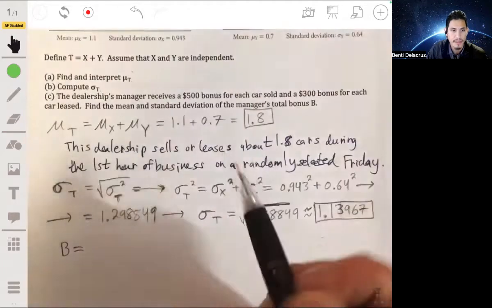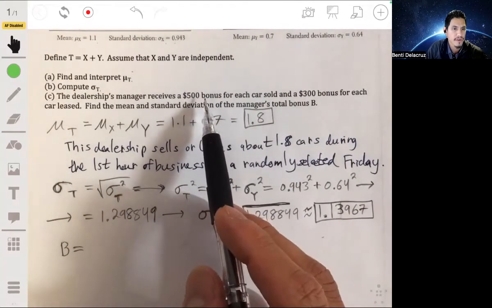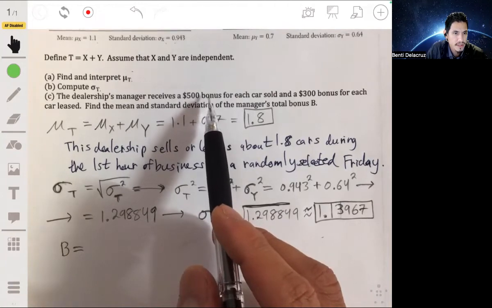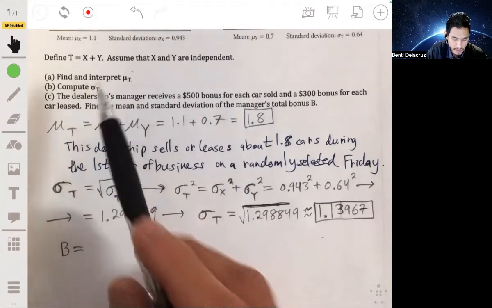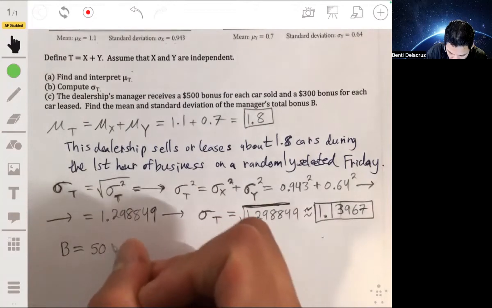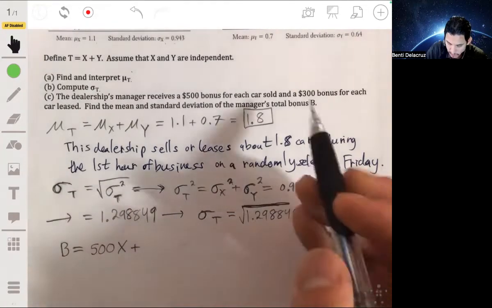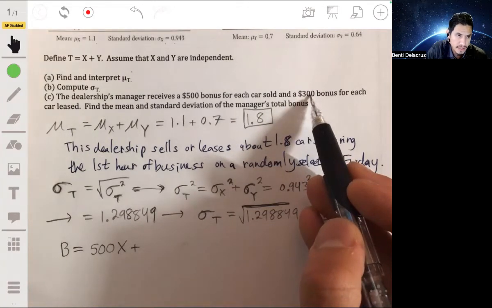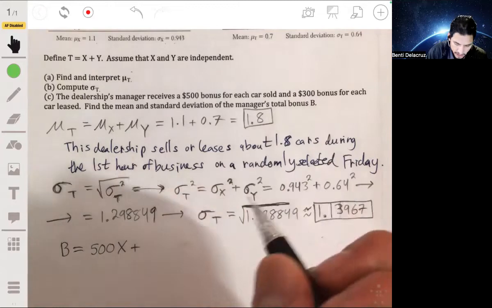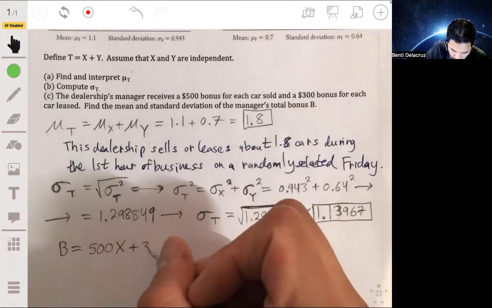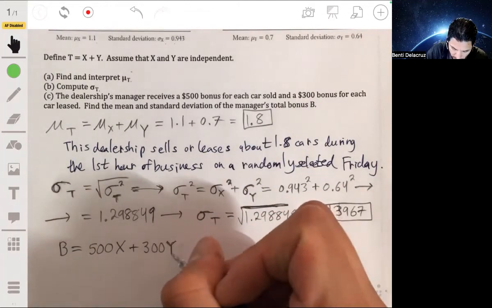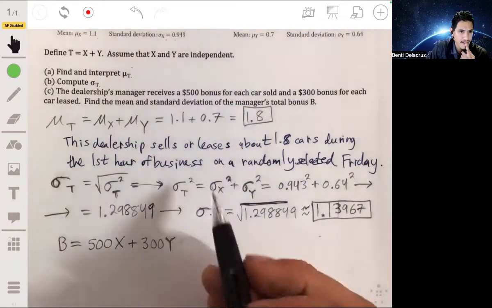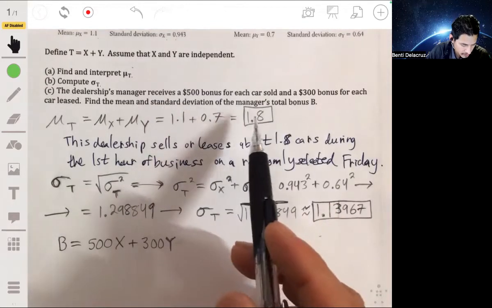Now let's just think logically. If you make $500 for each car sold, then you're going to make 500 times the number of cars sold, which is going to be 500X. So B would be 500X plus $300 times the number of cars leased. That's how much you get as a bonus for cars leased. Y is the number of cars leased, so we get 500X plus 300Y as our equation for B. Now we need to find the mean and standard deviation of B.